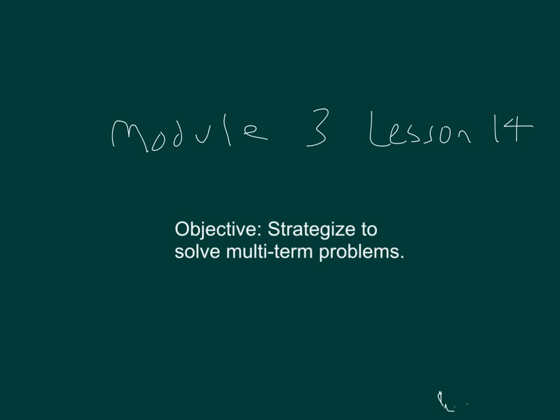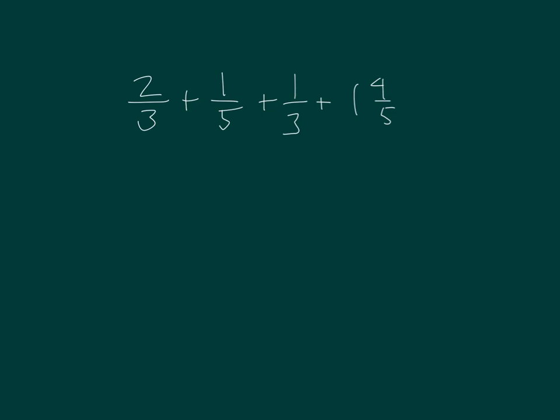The objective within this lesson is to strategize to solve multi-term problems. What do you notice about this problem? I notice it is an addition problem, and that we're adding together thirds, and then we're also adding together fifths. Can you solve this problem mentally? Are we finding a part or a whole? I think we have a whole.